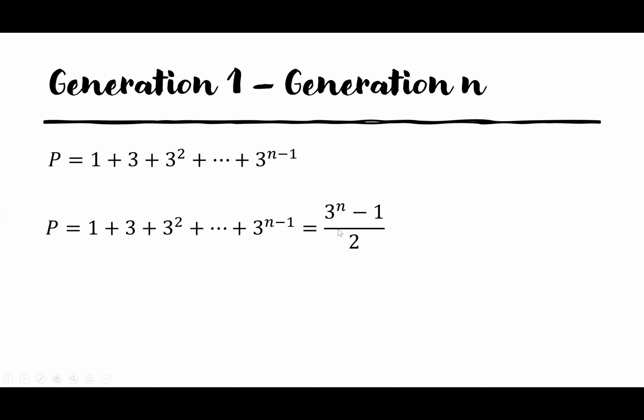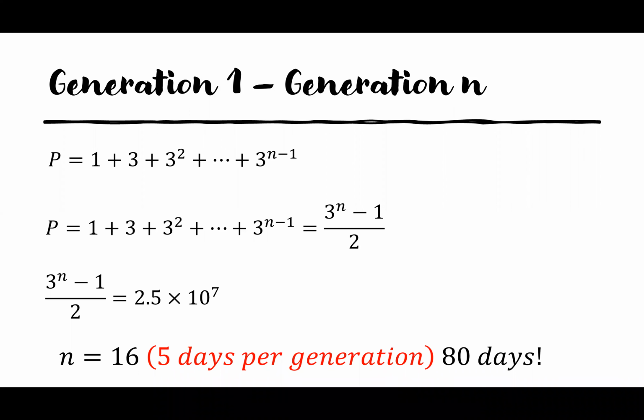So plug it all in and simplify it, we get (3 to the power of n minus 1) all divided by 2. And then we also remember the entire Australia population is 25 million, which is 2.5 times 10 to the power of 7. Bring the 2 to the other side and then plus 1 to the other side. And then we use log base 3, right? Take log 3 on both sides. Or you can just use nSolve in your calculator. It doesn't really matter what you do. And then you get n equals 16.